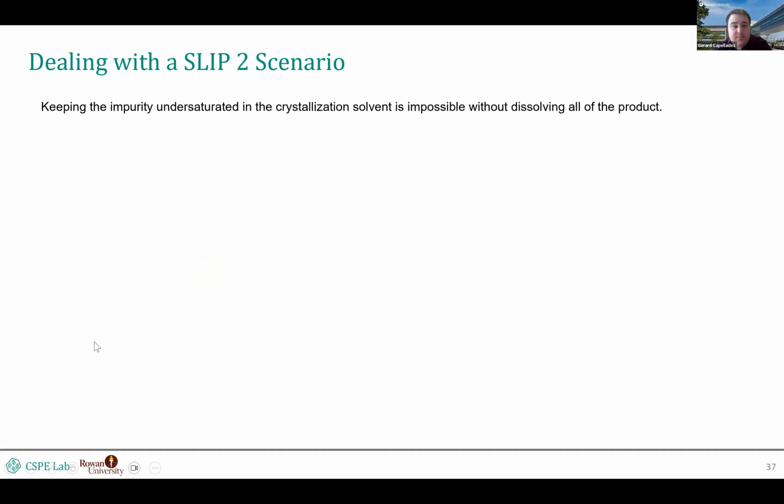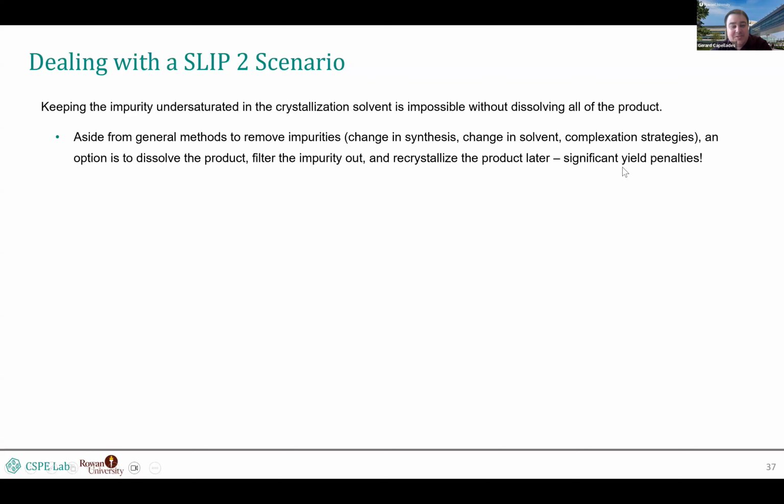Sleep 2 scenario, that's a bit more complicated. Keeping the impurity undersaturated is impossible because you're going to be dissolving all the product. So one of the things you would have to do is use general methods: can you change the synthesis, the solvent? Can you use complexation strategies to sequester that impurity? Because if it's precipitating, it's going to survive any washing step of the product.